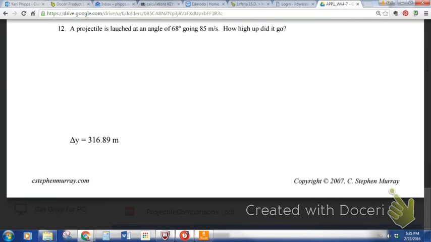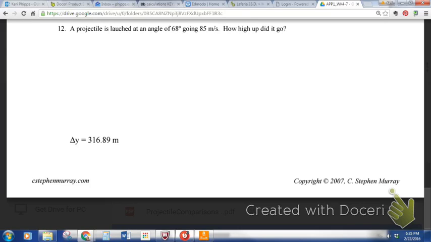I have done 2 projectile motion examples so far. The first one answered the question, how far? The second one was a horizontal projectile, and this one is going to answer, how high does something go?